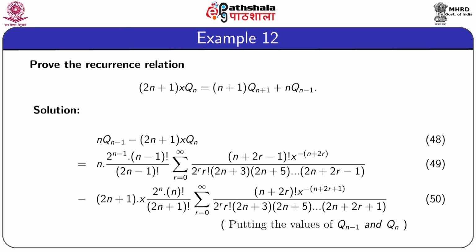Our final recurrence relation, we have to prove, is 2n plus 1 x q n is equal to n plus 1 q n plus 1 plus n q n minus 1. To start the proof, we take the expression n q n minus 1 minus (2n plus 1) x q n. We substitute the values of q n minus 1 and q n from result 1, and if you do that, you will be getting equation 50.